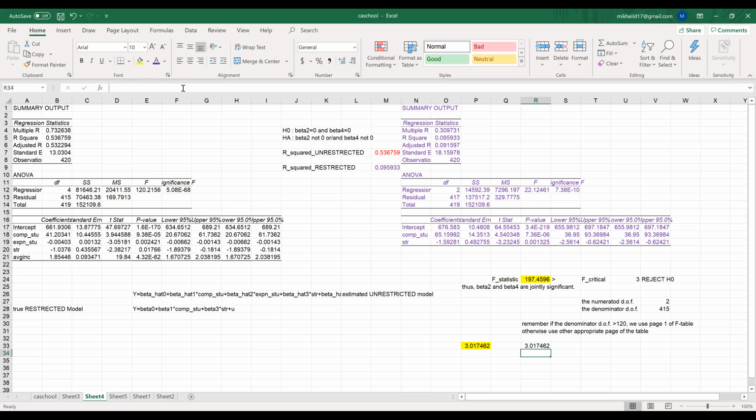Yes. And this 3.017, if you round it up, even to the first decimal, then it's 3, which is what we get from the table. But if you want to get the precise answer, then please use Excel. That's what I want to say. Right? And okay, so that's it.